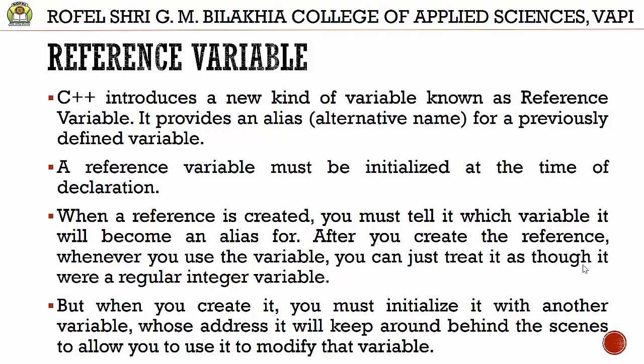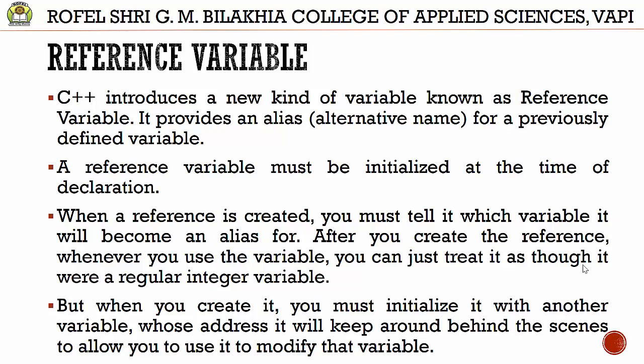So the reference variable must be initialized at the time of declaration. It means when we declare a reference variable, we have to give a variable name to it. We have to provide another variable name in that, right? When a reference variable is created, you must tell it which variable it becomes an alias for, right?